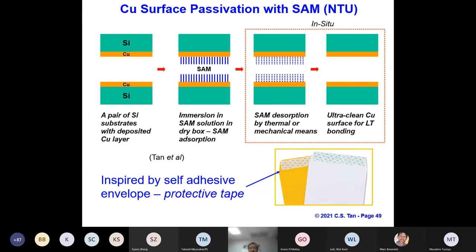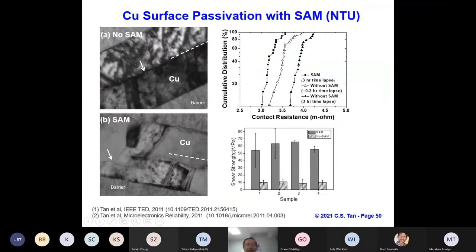So if you are able to form a monolayer on the copper surface, then essentially you prevent any form of moisture from getting close to the copper, and therefore you slow down the oxidation. And the good thing is that this SAM can be dissolved very easily by thermal means. In a way you preserve the cleanliness of the surface, and we have data to show you that with SAM and without SAM, the bonding is definitely enhanced. This will translate into better contact resistance as well as shear strength.